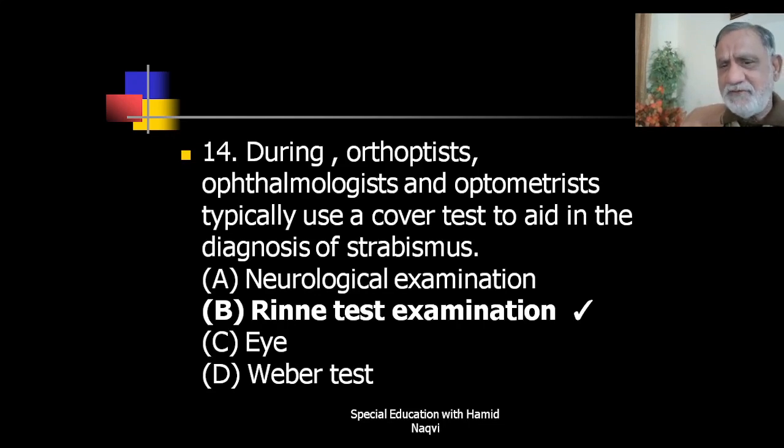This strabismus is a disease of the eye in which both eyes look in different directions. They do not concentrate simultaneously in one direction. So the question, the answer would be which test? The test which we use to diagnose this disease is Rene test examination.